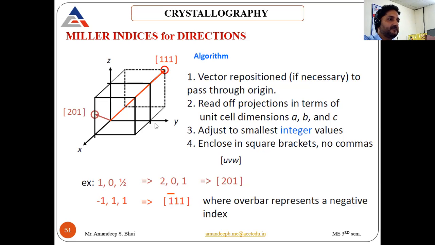In Y direction it will be 1, it is positive 1. In Z direction it will be 1, it is positive 1. So the values of R1, R2, R3 will be -1, 1, and 1. Now these are already the smallest possible integers in this case. So hence the Miller index will be 1 bar 1 1 for this point or for this vector. This is how we calculate the Miller index for the directions.